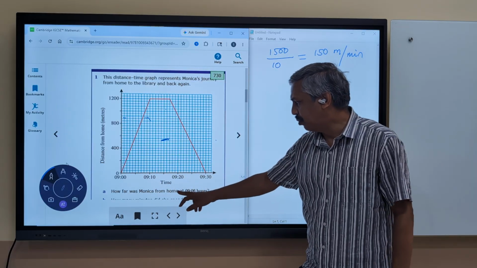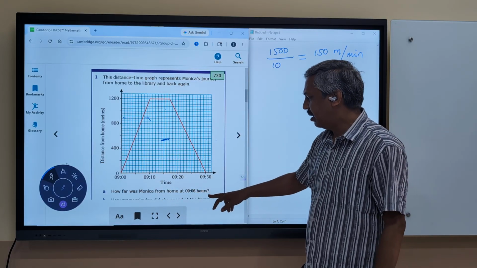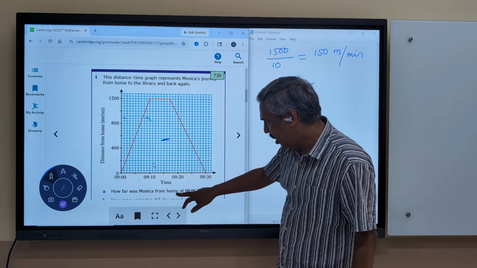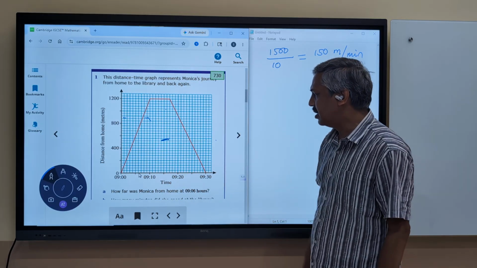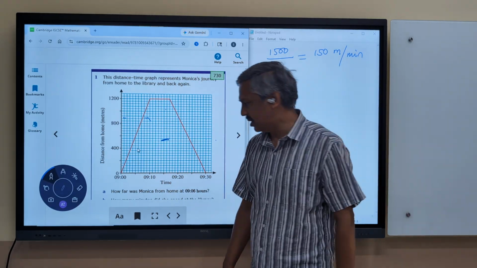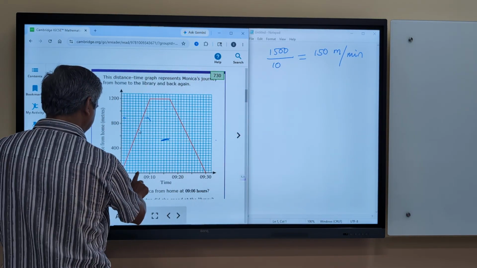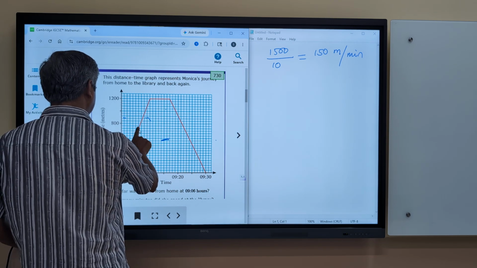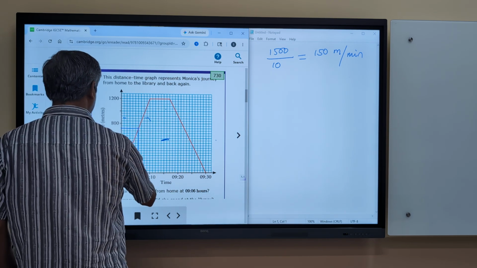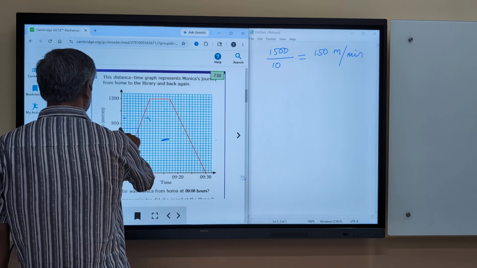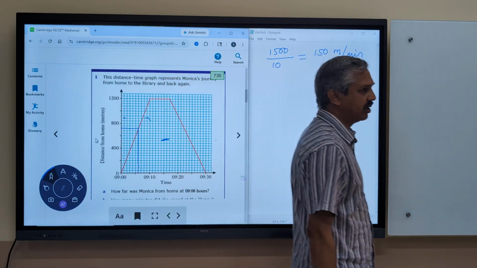How far was Monica from home at 9:06? Let's see where is 9:06. This is 9:05, this is 9:06. So she was here and this is 400, 600, 660 meters away. 660.